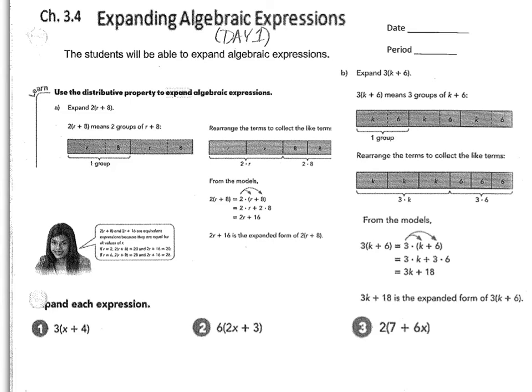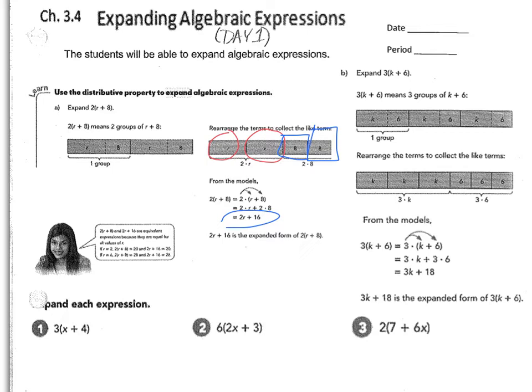Okay, so today we're going to do 3.4, day 1. You'll be able to expand algebraic expressions. So we're looking at the first problem here, and it says expand the quantity 2 times the quantity r plus 8. So what that's showing us is we have two groups of r plus 8, one group and then another group. So you combine your like terms, you have two groups of r, so that's 2r, and you have two groups of 8, 8 plus 8 is 16. So your answer is 2r plus 16, because those are unlike terms and you can't combine them.